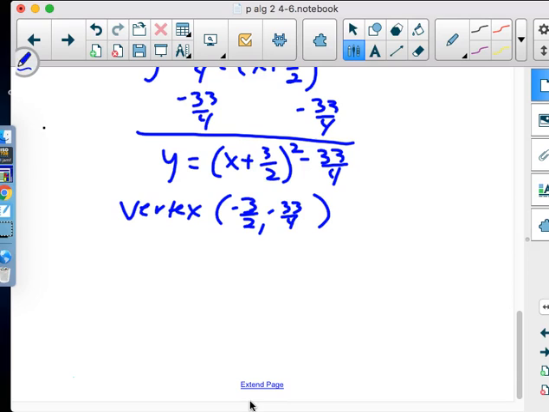And then this part, yeah, you might want to grab your calculator for, because this one's going to have fractions, remember. I don't know. Maybe you'll be okay. Put your 0 in for x. Zero plus 3/2 squared will be 9/4 minus 33/4. 9 minus 33.